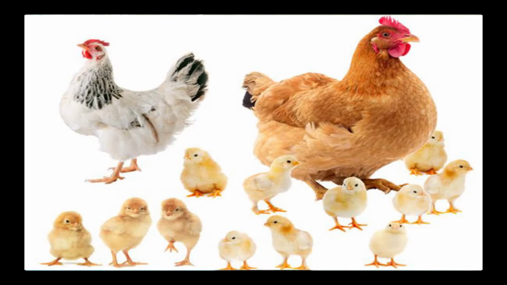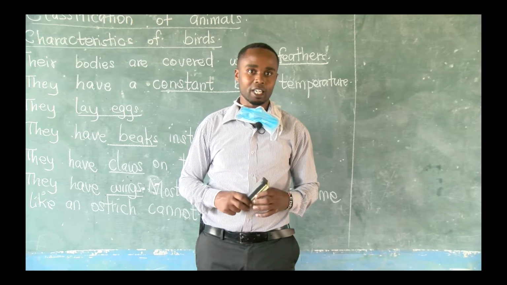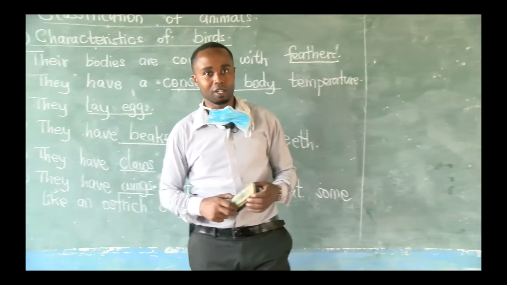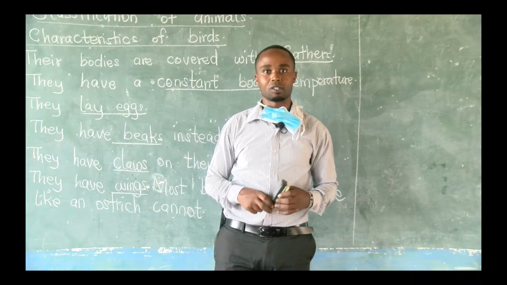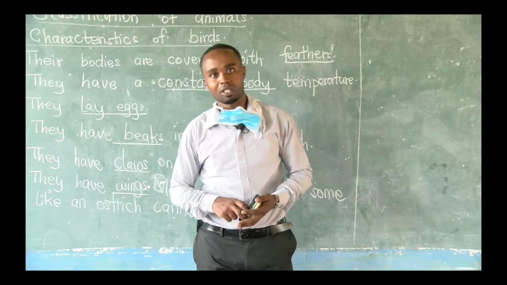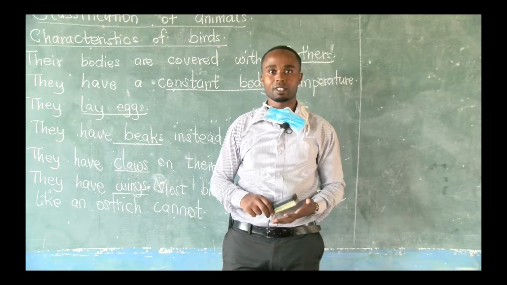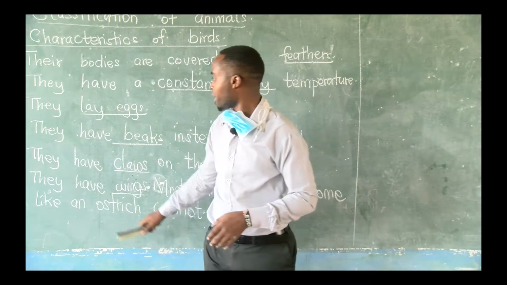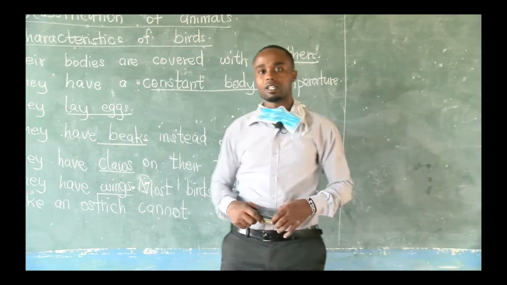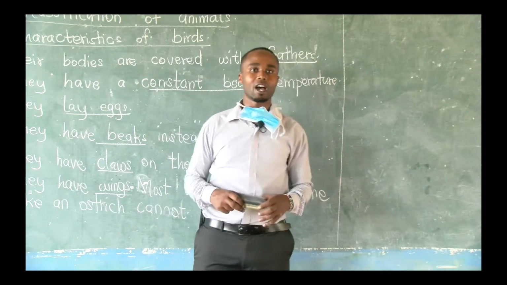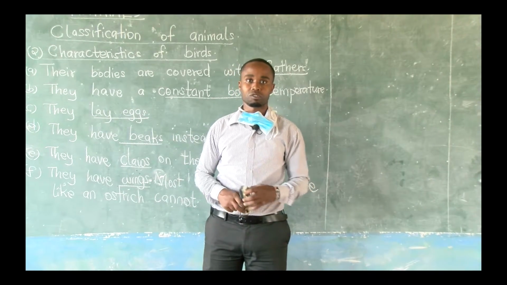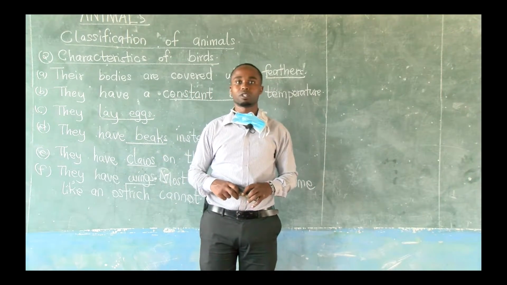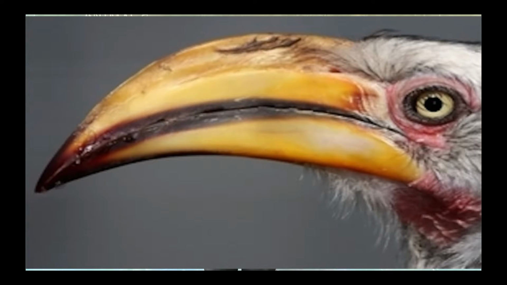By the end of this, I want you to tell me the name given to the young ones of chicken. I want to see whether you'll be able to give me the name of the young one of a chicken. So those young ones come from those eggs. So birds lay eggs. Then the other characteristic, when you look at birds, they don't have teeth. Instead, they have beaks. That is what they use when eating.